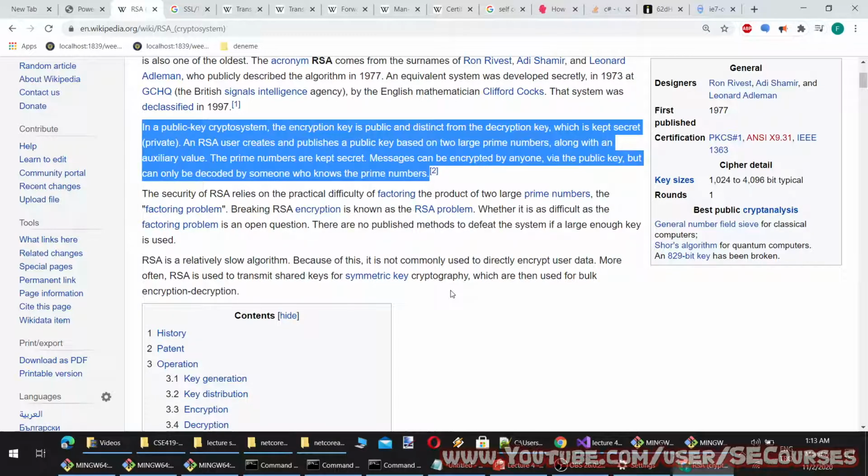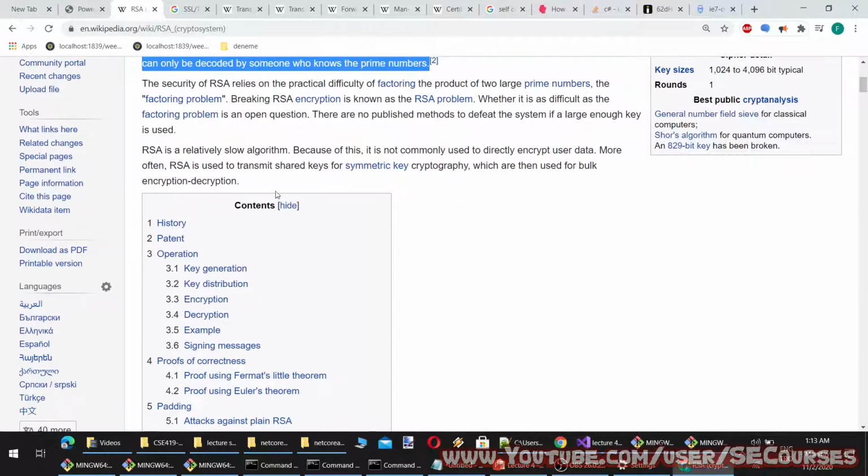In a public key cryptosystem, the encryption key is public and distinct from the decryption key, which is kept secret, private. An RSA user creates and publishes a public key based on two large prime numbers, along with an auxiliary value. The prime numbers are kept secret. Messages can be encrypted by anyone, via the public key, but can only be decoded by someone who knows the prime numbers.